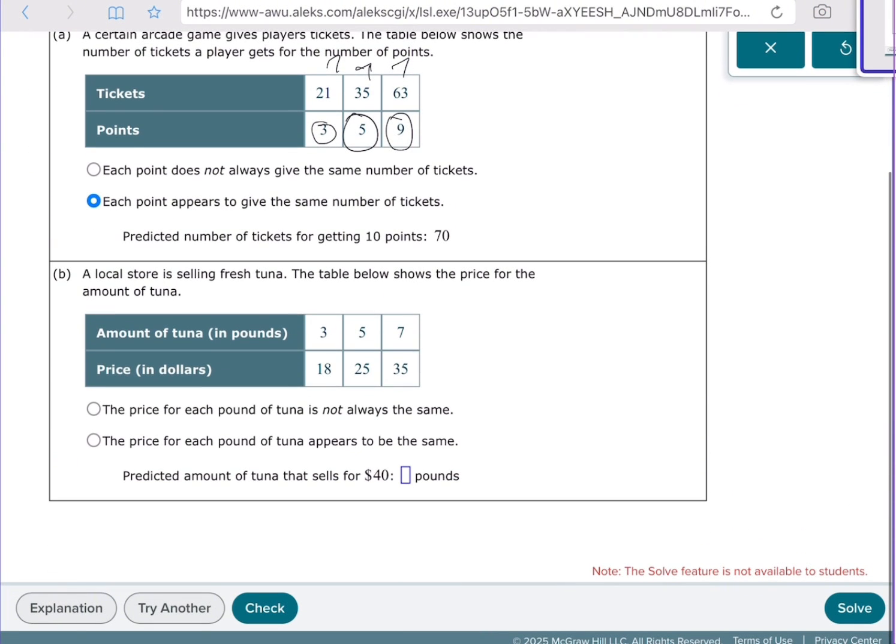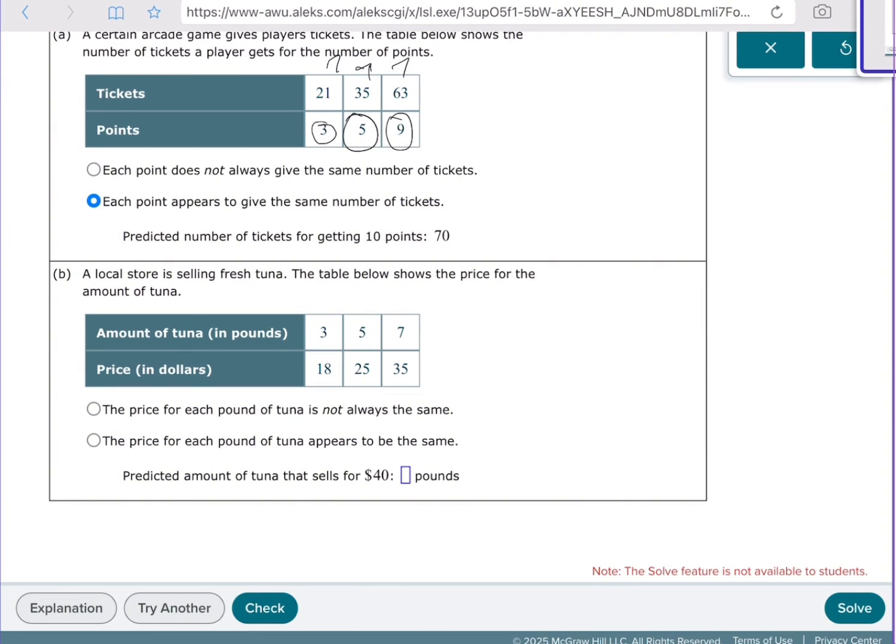And then in the next one, a local store is selling fresh tuna. The table below shows the price for the amount of tuna. So in pounds, if I buy 3 pounds of tuna, the price is $18. If I buy 5 pounds of tuna, it's $25.